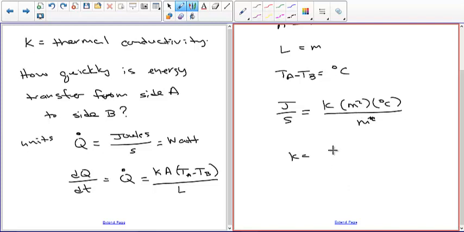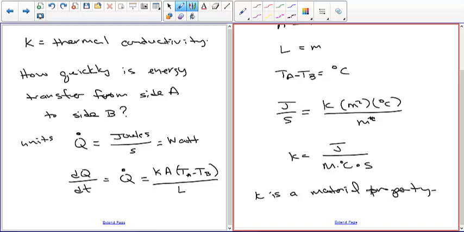So you'll end up with joules per second, divided by meters, meters squared divided by meters is meters, so you divide by meters, divide by degrees C. So that's the units for K. And K is a material property. So depending upon what you make the object out of, you get different values of K.